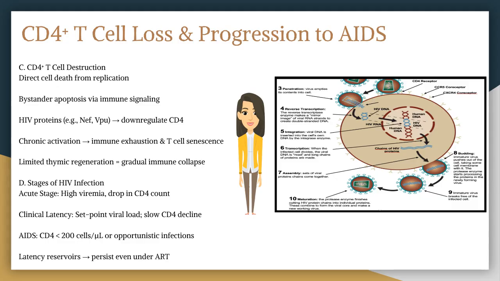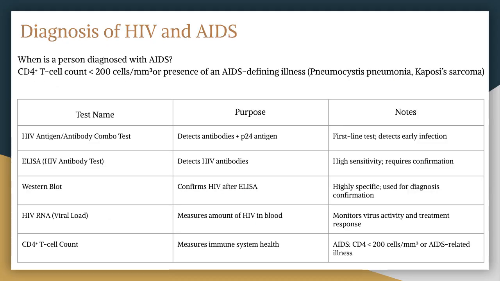CD4 T cell destruction comes from direct cell death from replication, and chronic activation leading to immune exhaustion and T cell senescence, which lead to limited thymic regeneration and gradual immune collapse. Stages of HIV infection include acute stage, clinical latency, AIDS, and latency reservoirs.